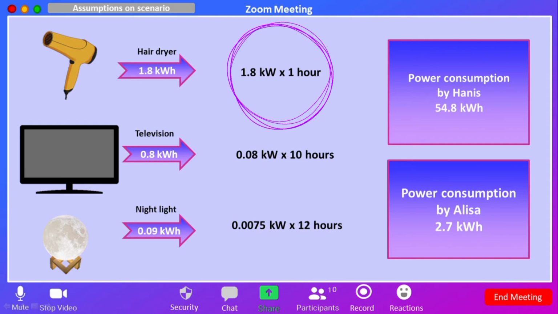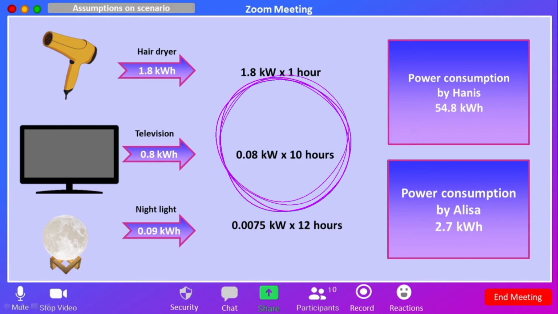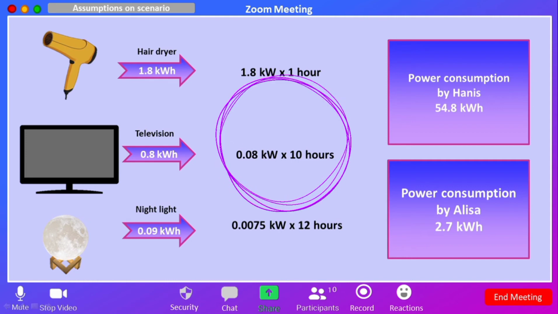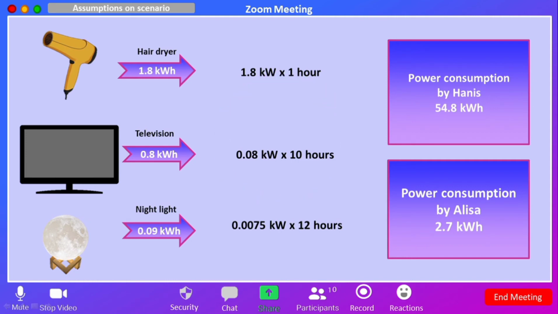Then for the television, we have fixed that their television measures 42 inches. A 42 inch television uses around 0.8 kilowatt hour. And how do we calculate it? As usual, we need to multiply the kilowatt by the hours. So for the television, we multiply 0.08 kilowatt with 10 hours, then we will get 0.8 kilowatt hour.